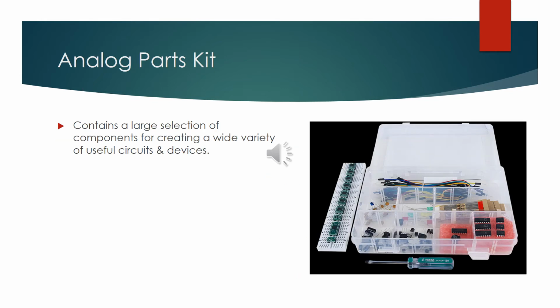In addition to the Analog Discovery Board, we use the Analog Parts Kit, which contains a large selection of components for creating a wide variety of useful circuits and devices. It includes transistors, resistors, capacitors, diodes, sensors, and a variety of useful ICs, including op-amps, converters, and regulators.